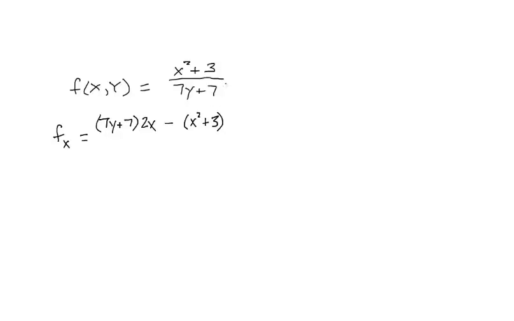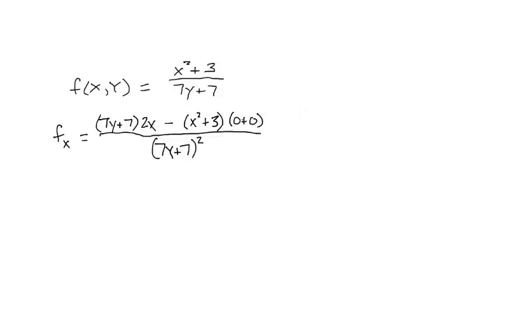minus the rewrite of the numerator, x squared plus 3. Now here we have the derivative of 7y plus 7 with respect to x. So 7y is all treated like a constant, and it's 0, plus the derivative of 7 is equal to 0, so we end up with 0 plus 0 as the derivative of the denominator with respect to x, all divided by 7y plus 7 squared.